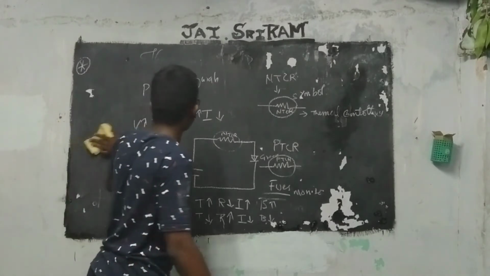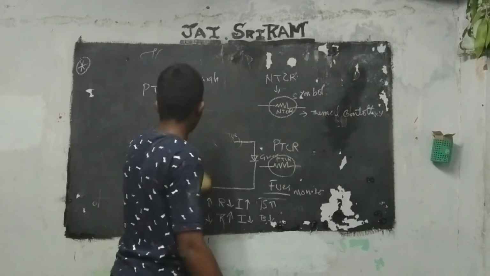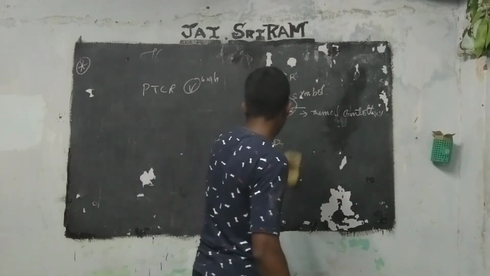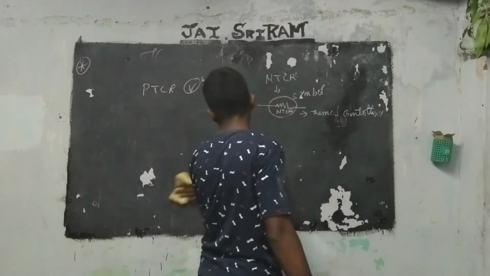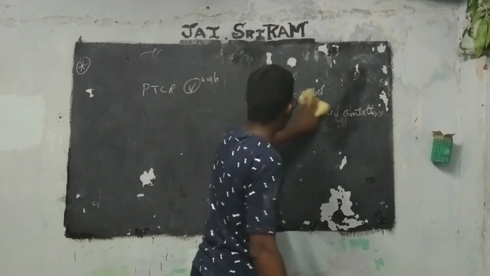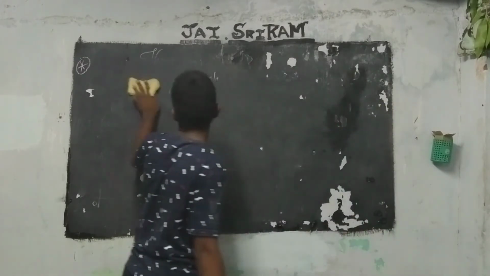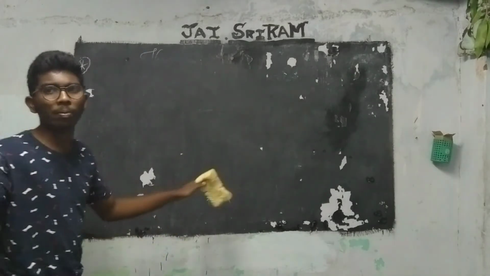Let us see some examples for PTCR and NTCR. Let's come back to the thermistors. How does the thermistor work? The main point is that a thermistor depends upon the temperature. That's the main point here.